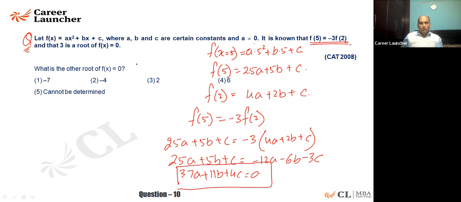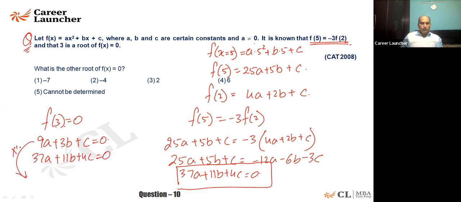Second, 3 is the root of this. So you'll put 3 is equal to root of it. It means by putting x is equal to 3, the equation comes out to be 0. So I'll say 9A plus 3B plus C is equal to 0. This is another equation. And 37A plus 11B plus 4C is equal to 0.